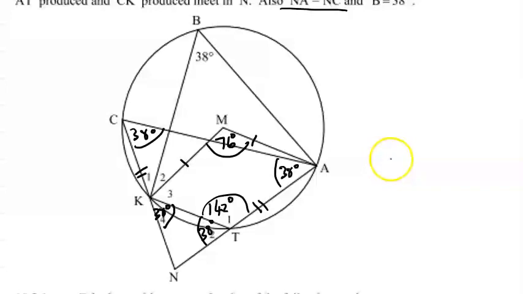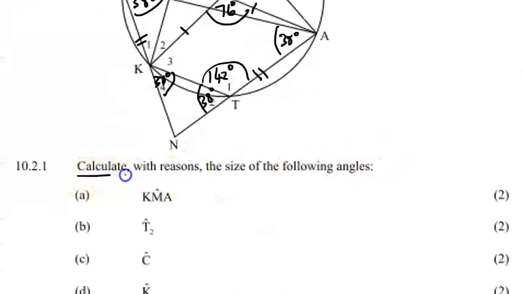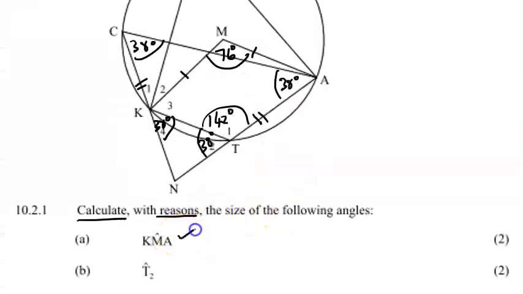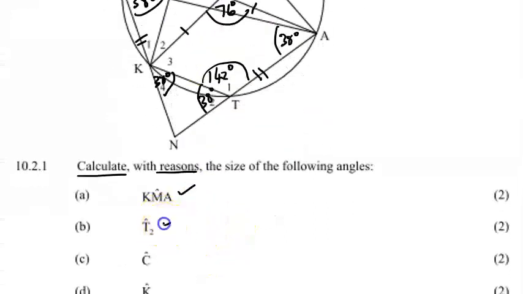And right now we can actually go and look at the questions and see whether we have solved it. So they say calculate with reasons KMA. KMA, let's check if we got it. What will we write? Let's say KMA equals 76 degrees, and it would be angle at center is twice angle at circumference. Okay, so we got KMA. T2, so there's T1, T2 is equal to, so we'll say 38 degrees, exterior angle of cyclic quad.